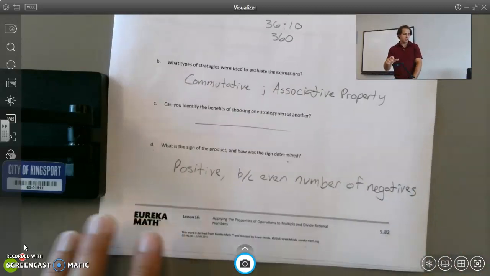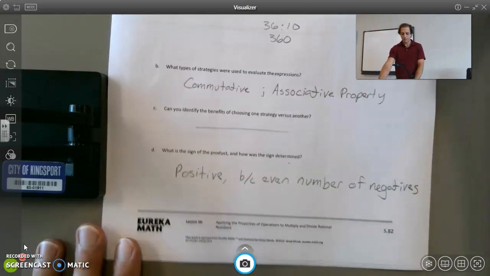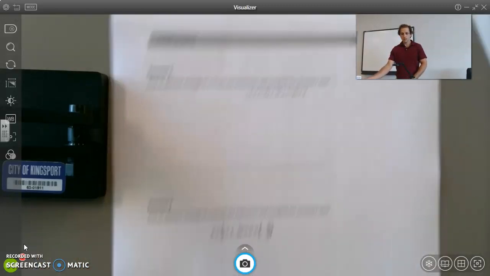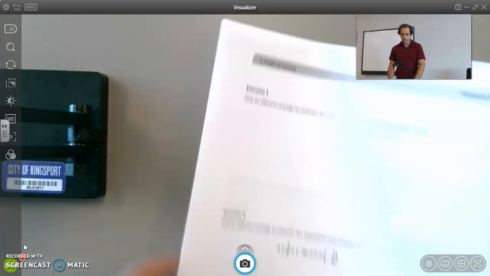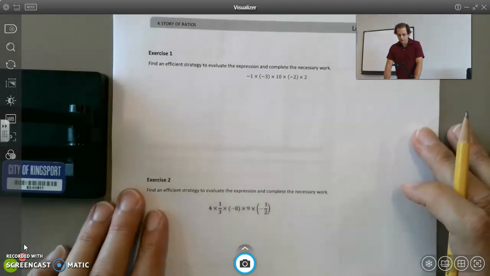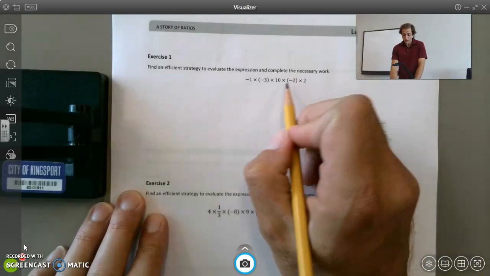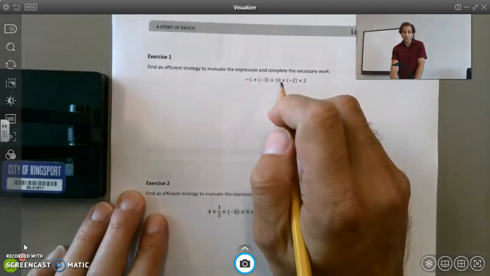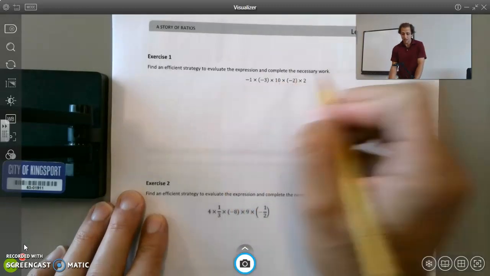You could say negative factors if we wanted to be a little more specific. Okay, next page. We are continuing to use associative and commutative properties on these three exercises. When I see these, I see a 10. So I know that multiplying by 10 is easy. So before I start making larger numbers, I might save this 10 for the end.